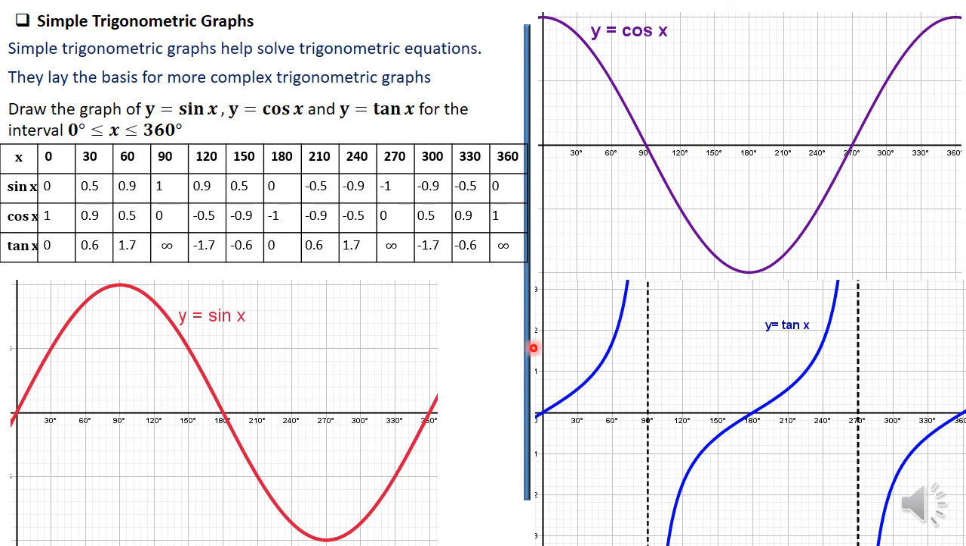We're going to use these three curves to help us solve some trigonometric equations, and we'll get into that in the next video. Check it out, it is being posted at the same time as this video.